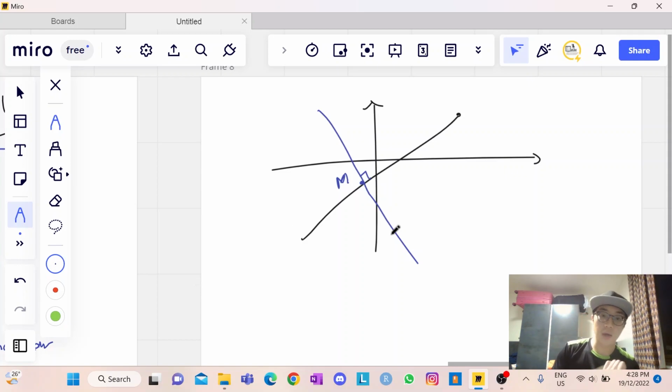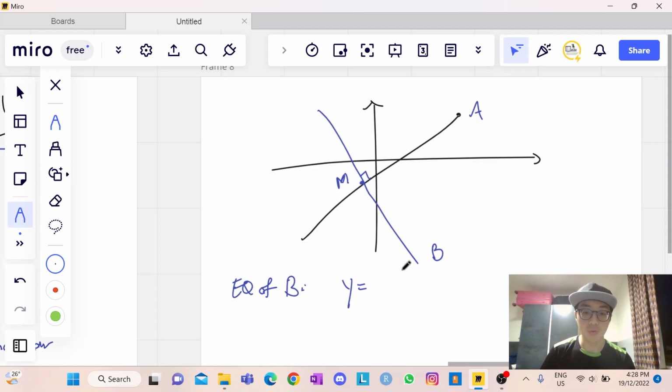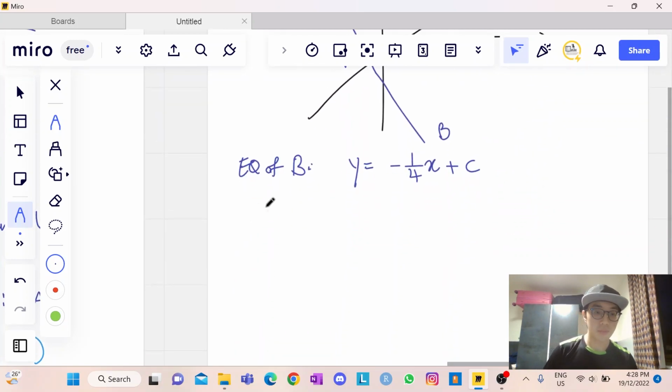You have the gradient, you have 1 point. So either you need 2 points to look for the gradient and use one of the points to form the equation of a straight line, or if you have 1 point and 1 gradient, you can form the straight line already. A is what we are not interested in, but B is the one that we are interested in. So equation of B, up to now, you have y is equal to -1/4x plus c. Step number 3, look for c.